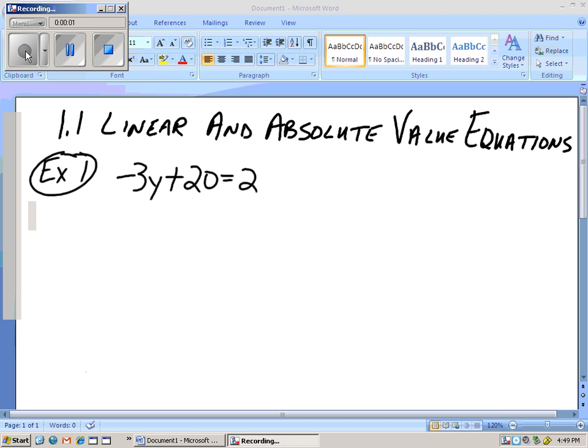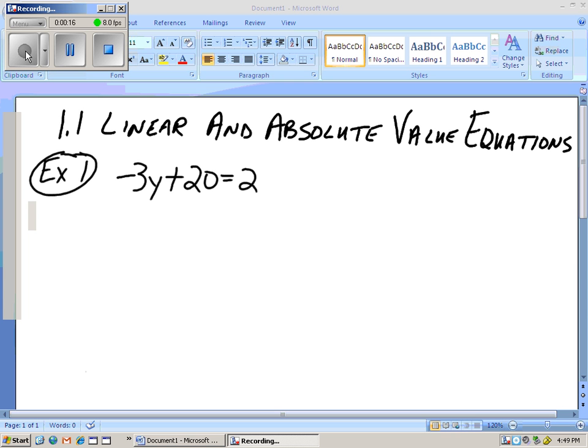Okay guys, we're doing 1.1 linear and absolute value equations. I'm going to work example 1. When I say example 1, I'm working a problem just like your assigned problem number 1. So this isn't problem number 1, but it's just like it.